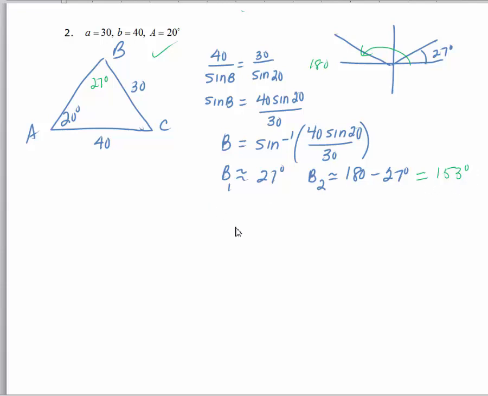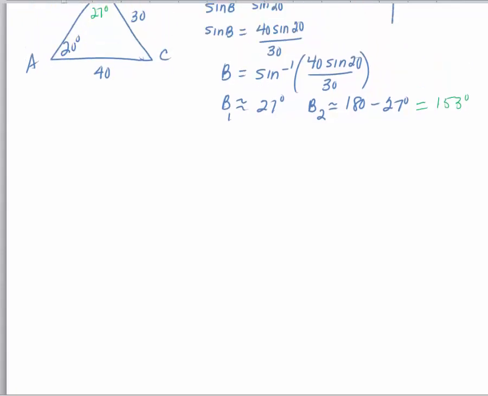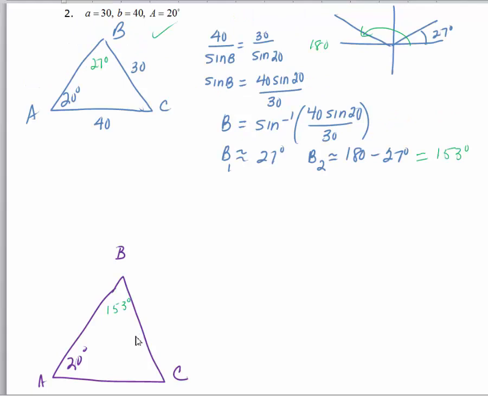So to see if there is a second triangle, I will draw a second one. And we draw the second triangle. We have A is 20, angle A. This is still the same, the 30 and the 40. And B is now 153 degrees. Now, if there is a second triangle, when I add 153 to the 20, as long as I'm less than 180, I have a second triangle. And we do have a second triangle.